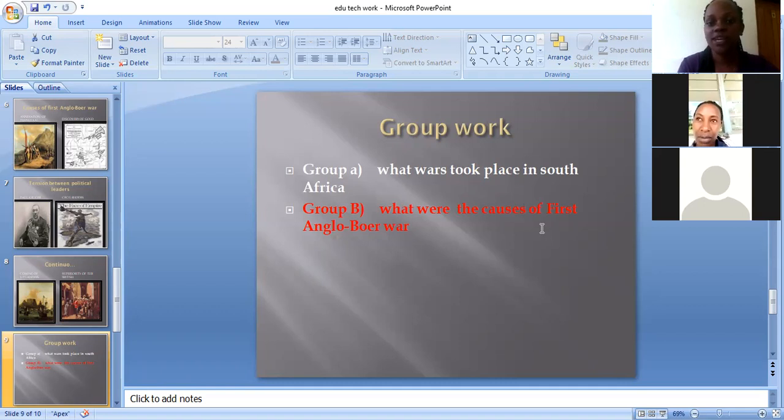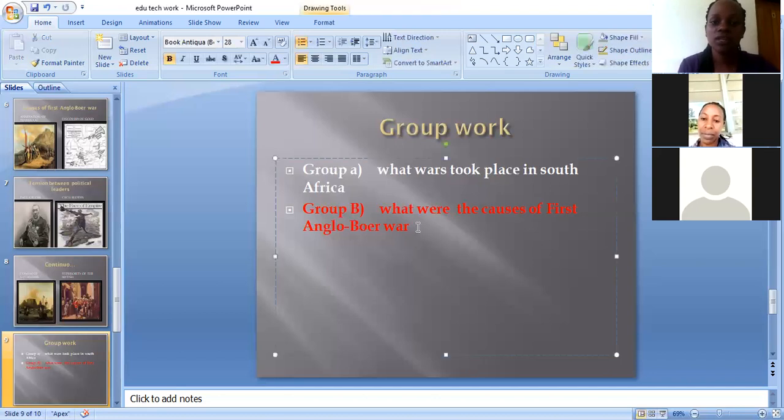Then group B, I'm going to repeat the question for group A: what took place in South Africa? Then group B, what were the causes of the First Anglo-Boer War in South Africa?